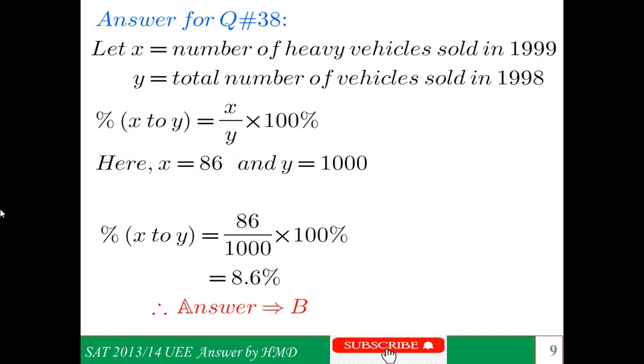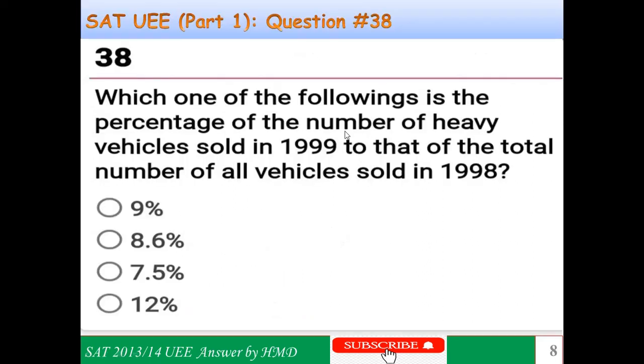So again, as usual, let X be the number of heavy vehicles sold in 1999 and let Y be the total number of vehicles sold in 1998. By the way, our variables are based on the questions which are given here. We are formulating the mathematical equations based on this data. So bear in mind, each and every variable is related to this question.